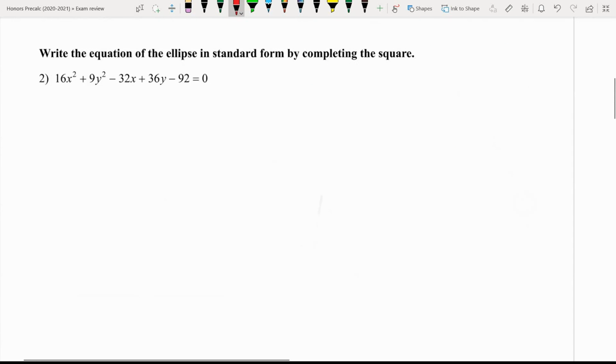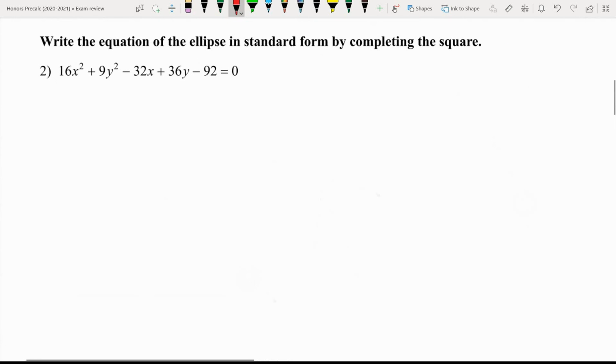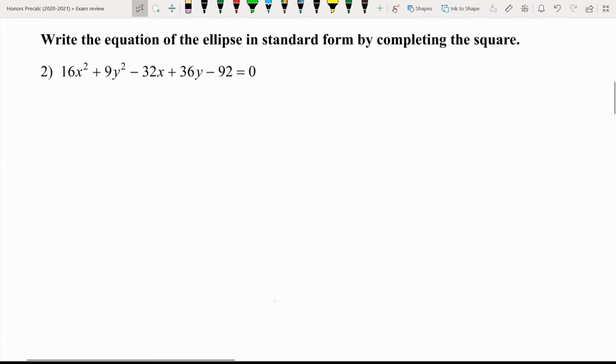All right, let's try looking at this one here, writing the equation of the ellipse in standard form by completing the square. This one, some of you had trouble with. It's definitely one of the tougher ones, and this is something where you may have to start with this, and then it might be multiple choice.